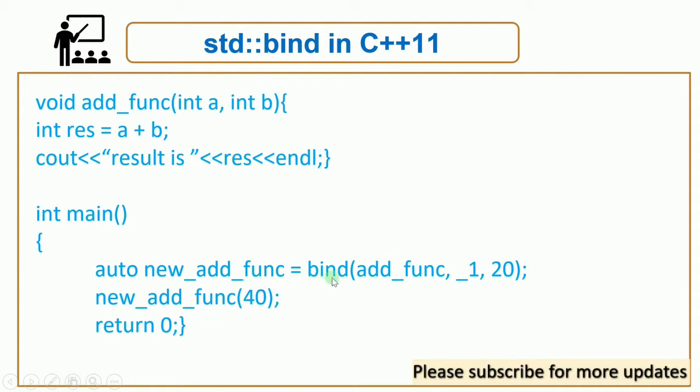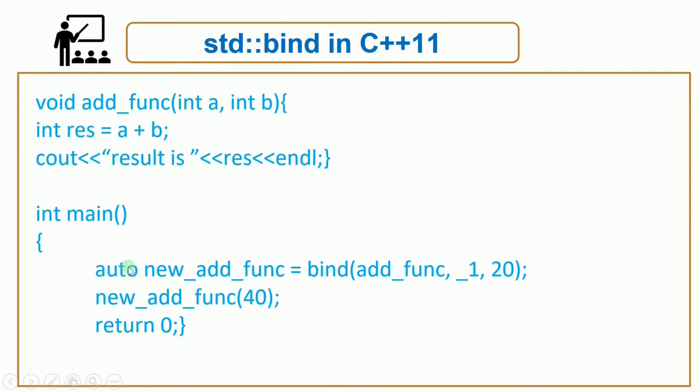So we are calling this bind function, and the input argument we are passing is this particular function, and the next arguments of this bind function are _1 and then 20. And then what is this bind function returning? It is returning new_add_func. This is one more new function object, and we are using the auto feature here.